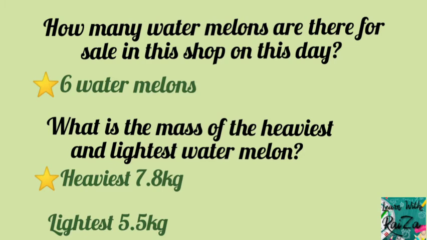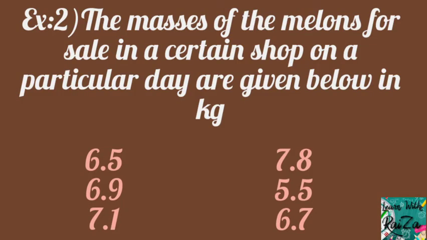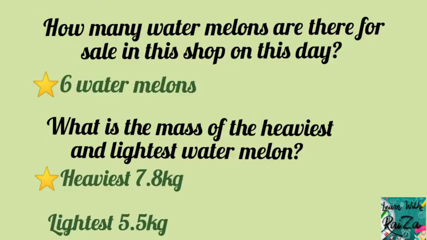The second question, what is the mass of the heaviest and lightest watermelon? Let's see. So what is the heaviest, children? Yes, you are correct, 7.8 kg. What about the lightest? 5.5 kg. So here you can write the heaviest melon is 7.8 kilograms and the lightest watermelon is 5.5 kilograms. So did you notice how simple these questions are? So now let's move into the second part of the lesson.